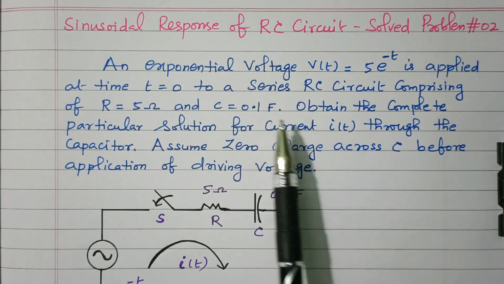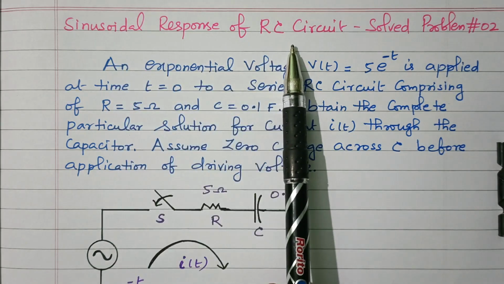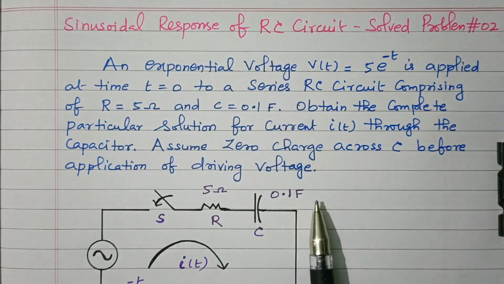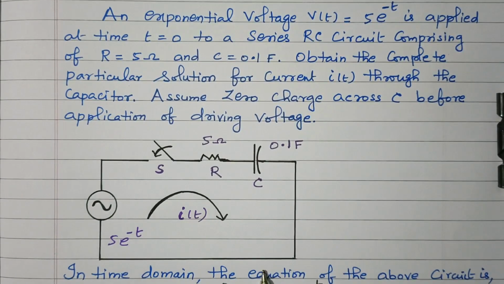Now we'll go to the topic. Sinusoidal response of RC circuit. Resistor and capacitor is connected in series. In that we need to find the transient current. So this is the circuit given.